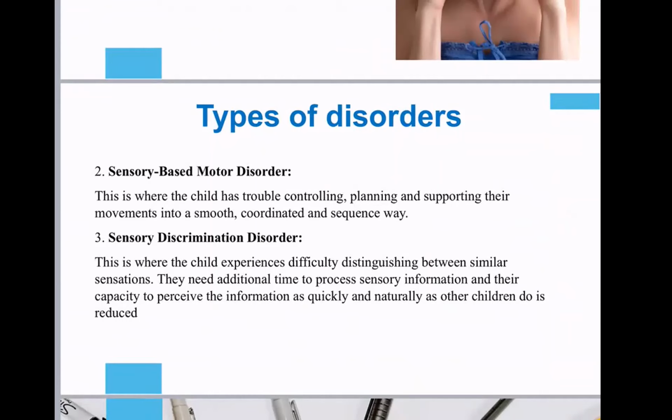Sensory-based motor disorder: this is where the child has trouble controlling, planning, and supporting their movements in a smooth, coordinated, and sequenced way. A third one, sensory discrimination disorder. This is where the child experiences difficulty distinguishing between similar sensations. They need additional time to process sensory information, and their capacity to perceive the information as quickly and naturally as other children do is reduced.